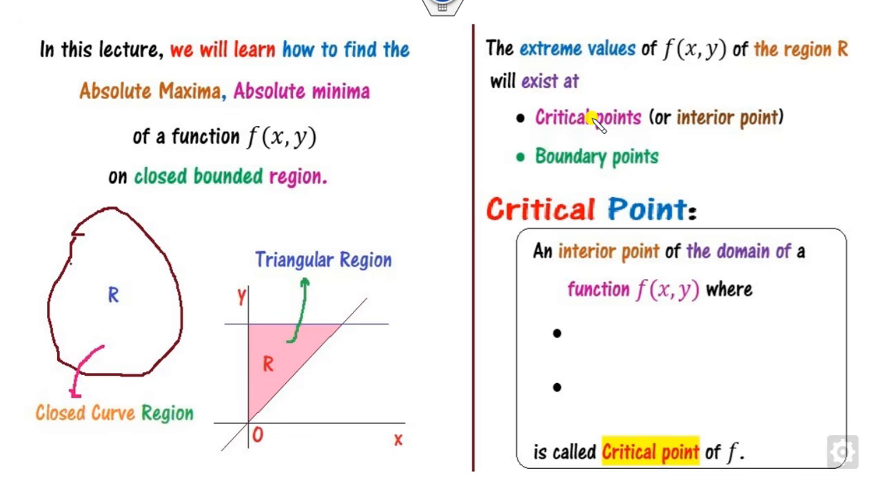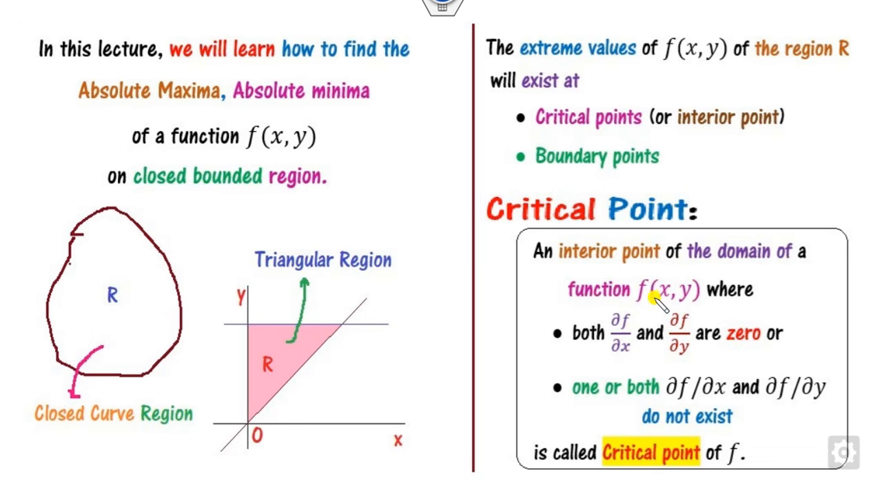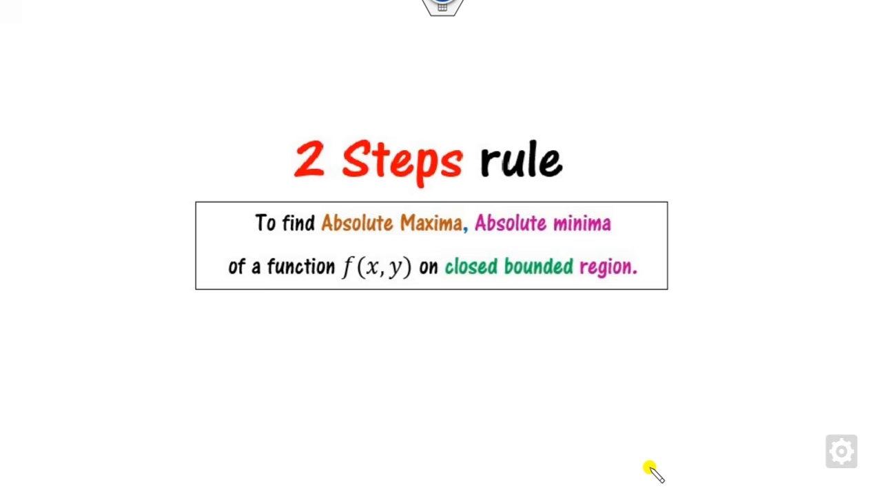So what is the critical point? Any interior point, say this point (a, b), is said to be a critical point whenever the partial derivatives of the function f with respect to x and y are 0, or either one of them does not exist.